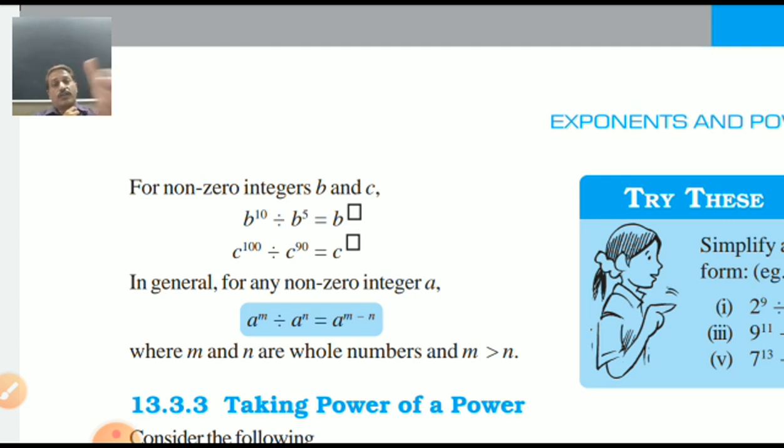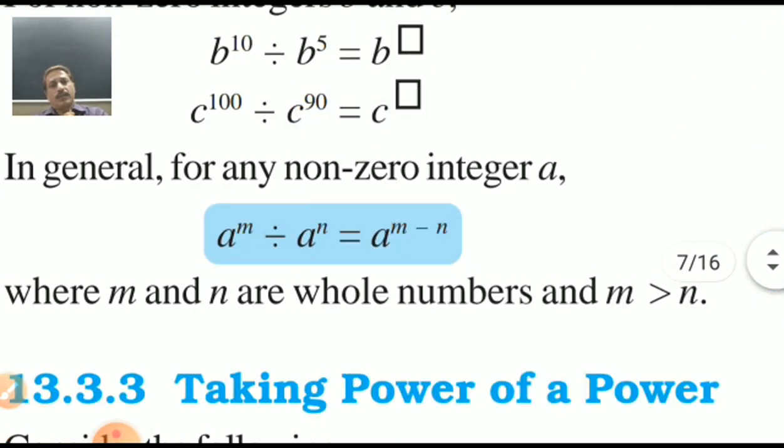General rule for a raised to m divided by a raised to n gives me answer a raised to m minus n. जो पहला है वो पहले लिखेंगे, दूसरा है दूसरा. m पहले है तो m पहले, n पहले है तो n पहले. Be careful, जो पहला नंबर है उसका एक्सपोनेंट पहले आएगा. Be careful here, a raised to m है तो m minus n रहेगा.